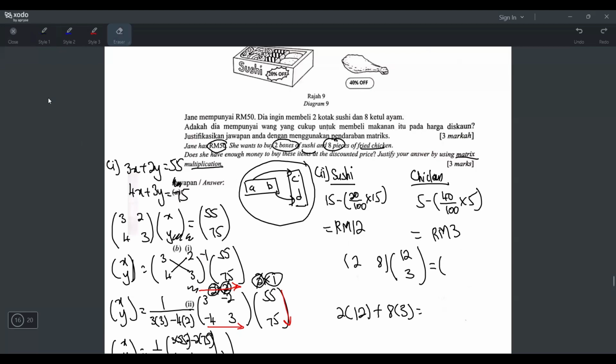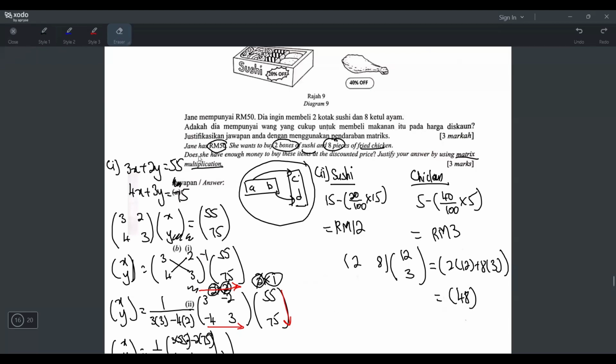Okay, I think I'll just write my working here. 2 times 12 plus 8 times 3, right? Like this. And then I'll end up with bracket 48. Okay, so let me erase this. Okay, so it means the price is RM48.